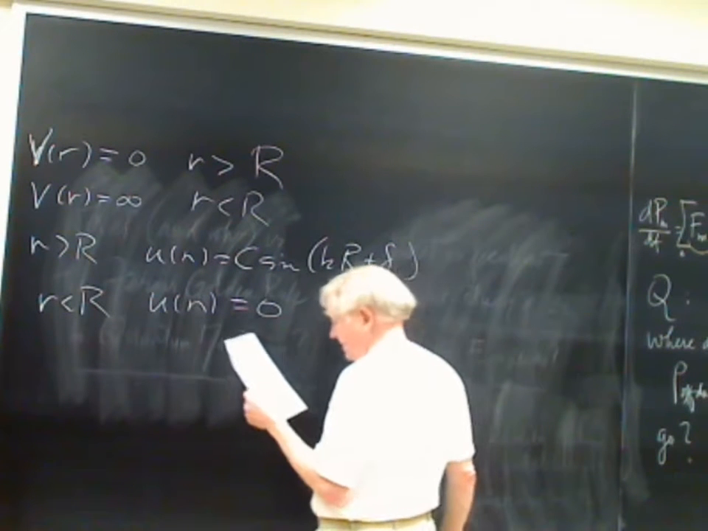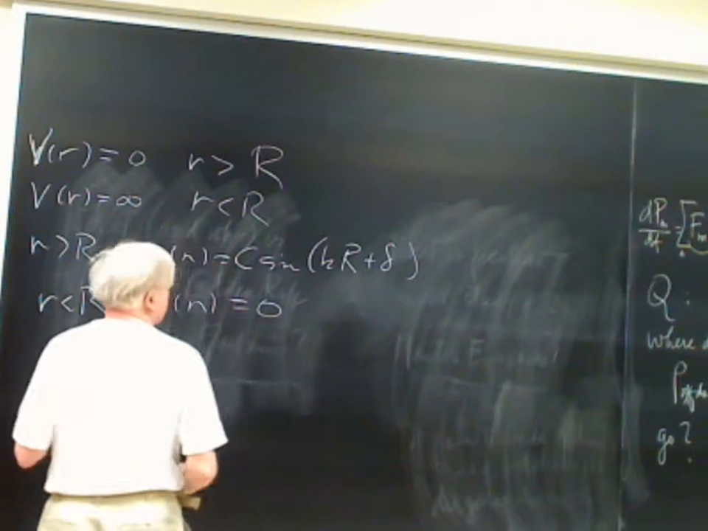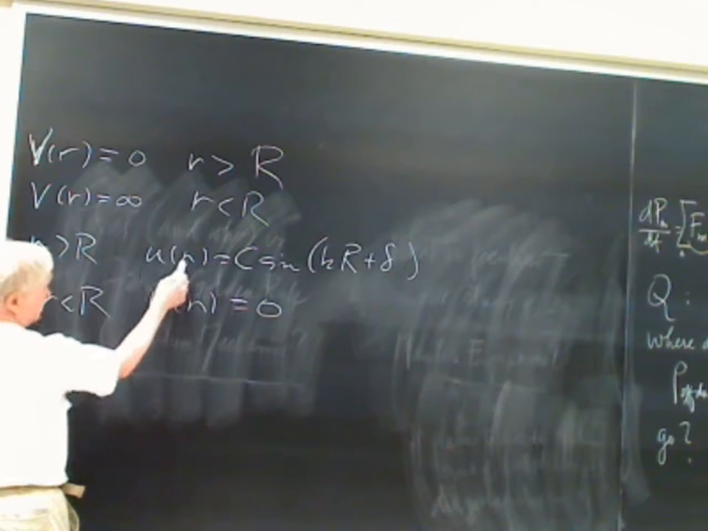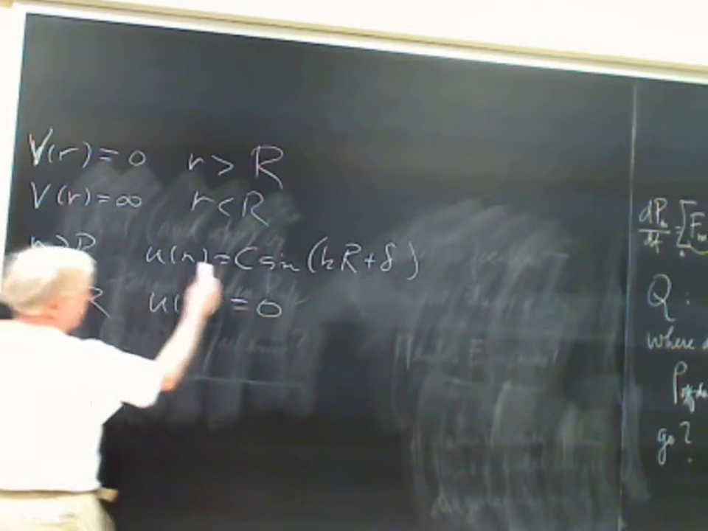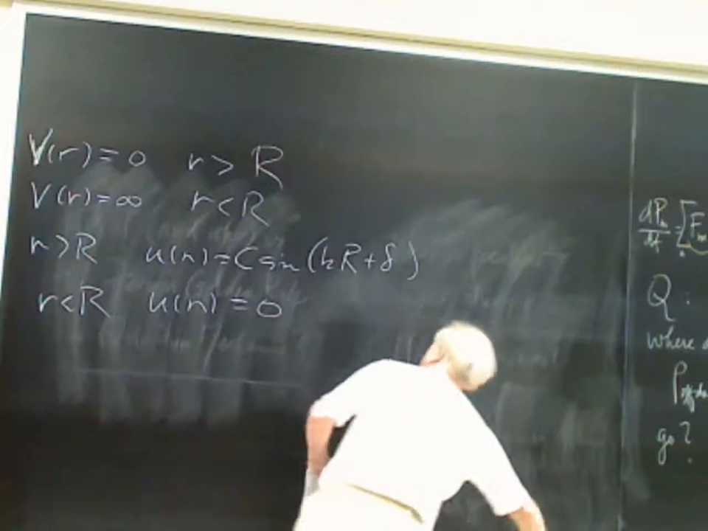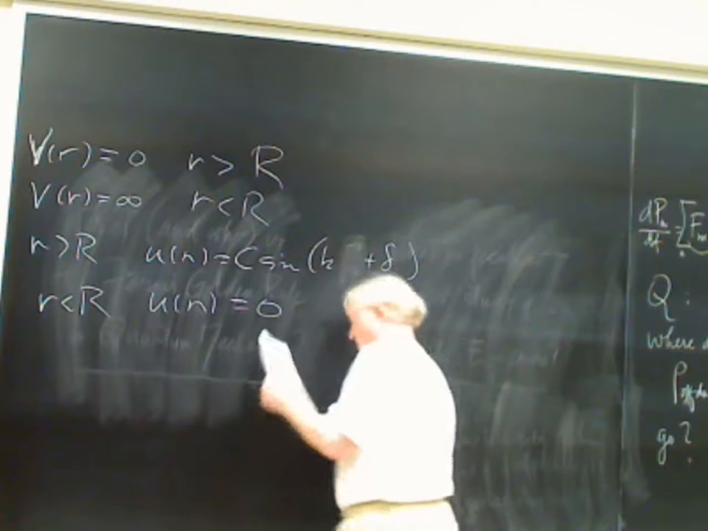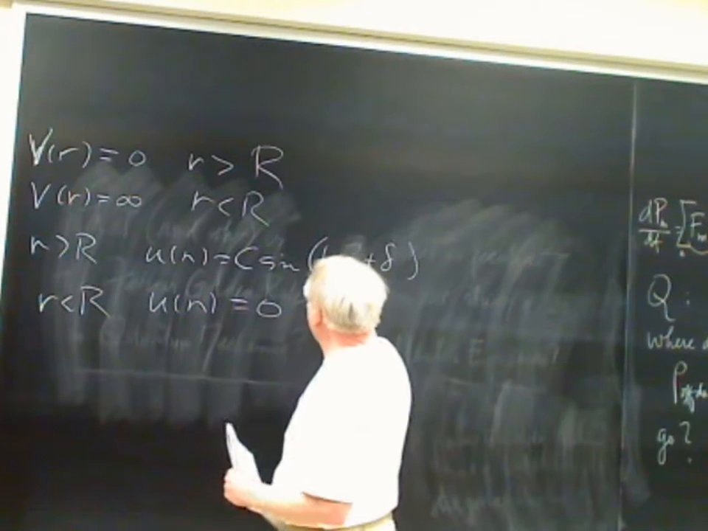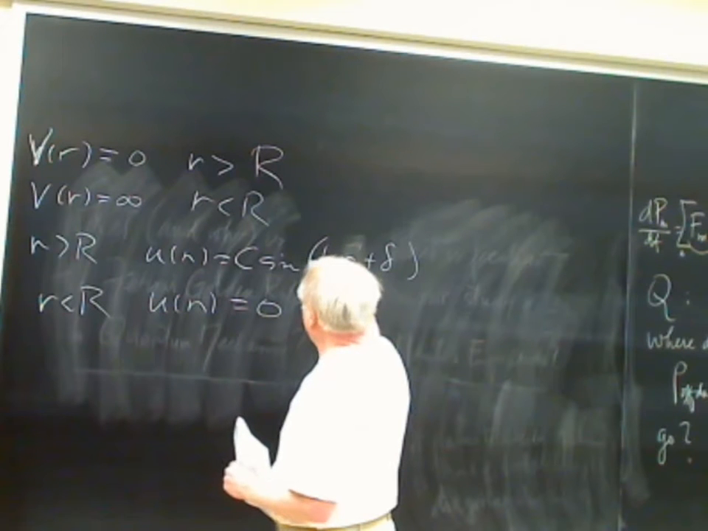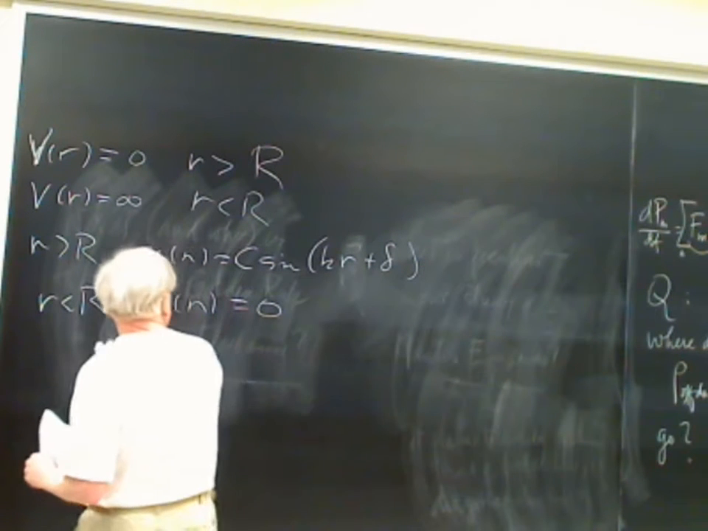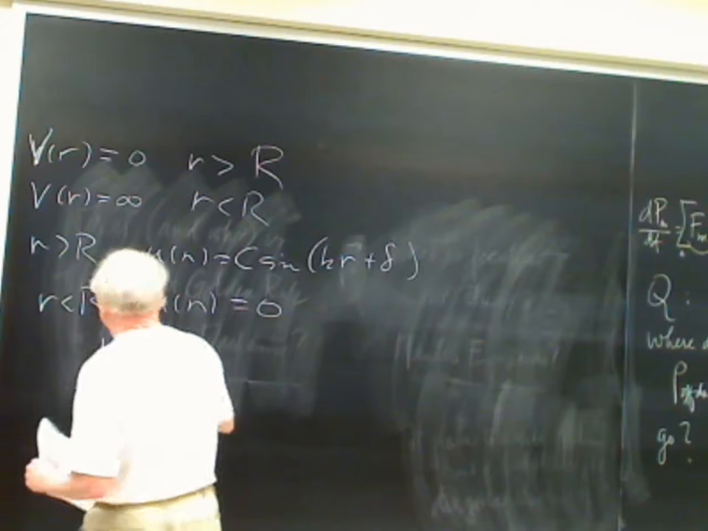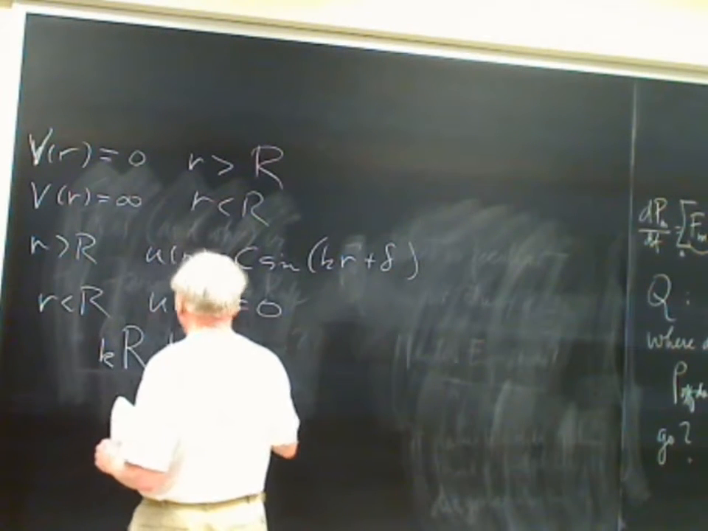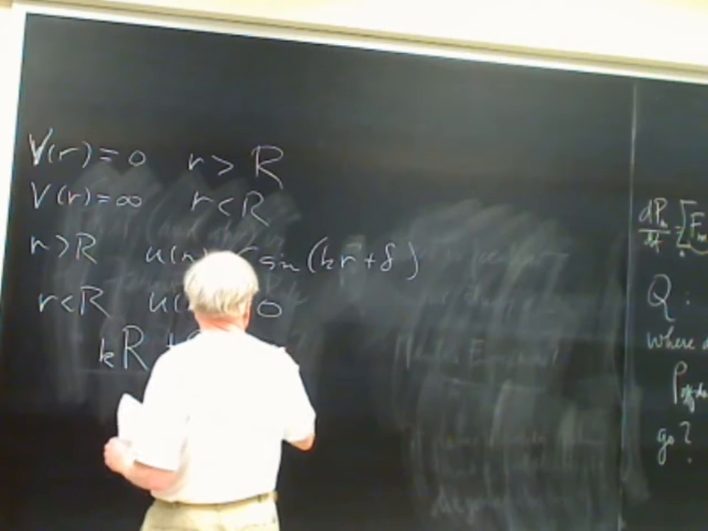What is the condition? The condition is that this wave function has to be 0. Sorry, this is supposed to be little r. That's actually a typo in the text I got this from. So what we want is k r, the radius of the hard sphere, plus delta 0 to be equal to n pi.